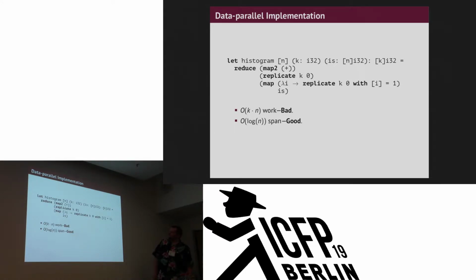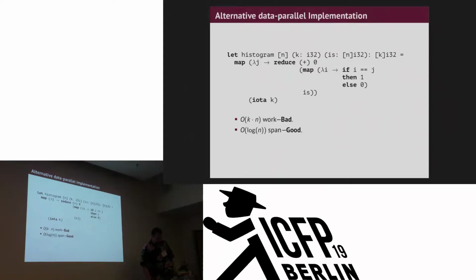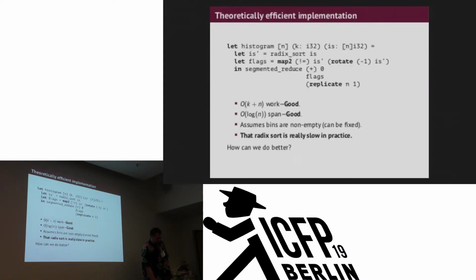Okay, so this version is kind of unsatisfying. Another way we could compute a histogram is by putting the map on top. Instead of constructing all these one-hot vectors, we map over each of the k buckets in the histogram we want to produce, and for each of those j's, we count how many elements of is are equal to j, by mapping them to ones and the others to zeros, and then we sum that up. Unfortunately, it's exactly the same as before. It's still O of k times n work and O of log n span. You can actually derive these two from each other just by interchanging the map and the reduce. So these are not very satisfying solutions.